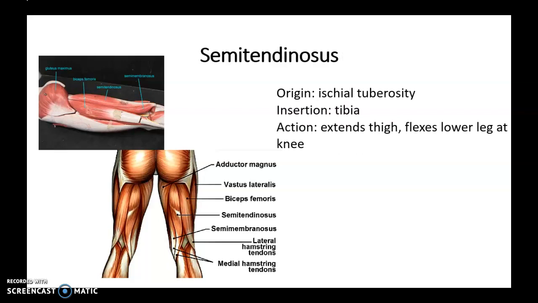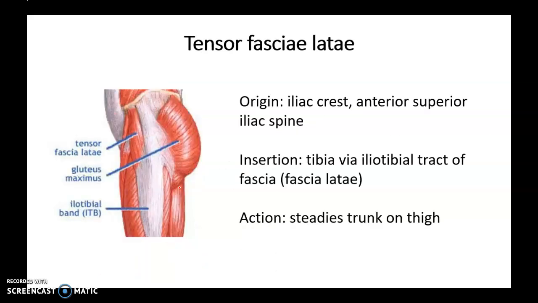Next, we will talk about semitendinosus. Semitendinosus originates from the ischial tuberosity and inserts into the tibia. It also extends the thigh and flexes the lower leg at the knee. So that's semitendinosus right here. And on this diagram, this is the semitendinosus.